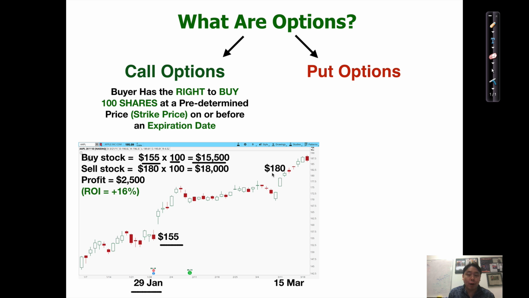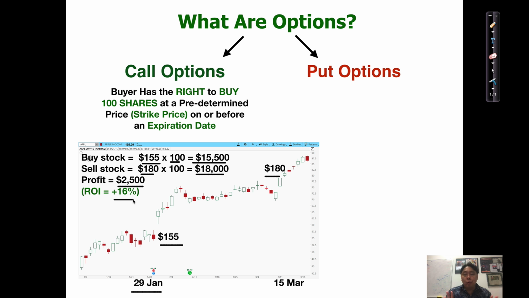Now, if the share price rises to $180, your shares are now worth 180 times 100. They are now worth 18 grand. If you sell the shares, how much do you make? You make 18 grand minus 15,500. You make $2,500 in profit. Not bad for about 3 months, right? So 2,500 out of the 15,500 of investment capital. That's a return on investment, ROI, of 16% in about 3 months. Again, that's not too bad.